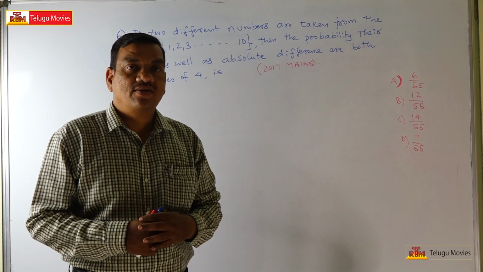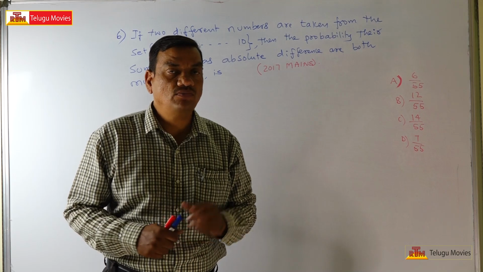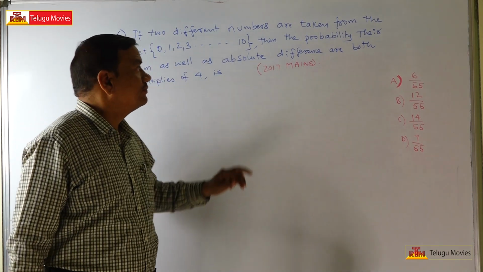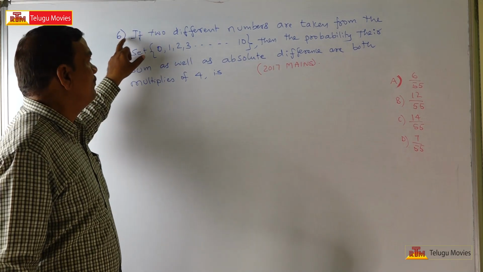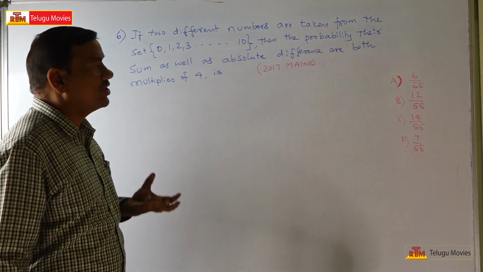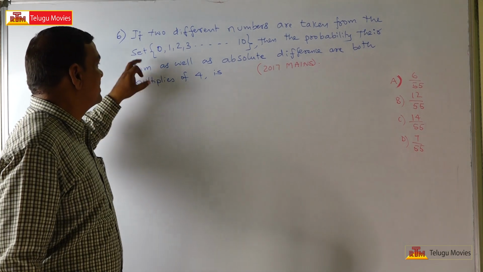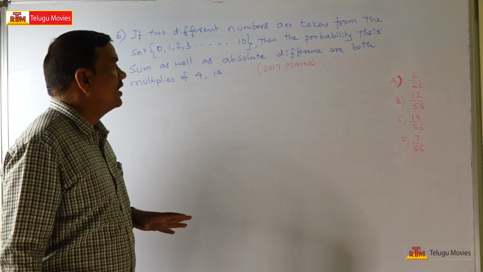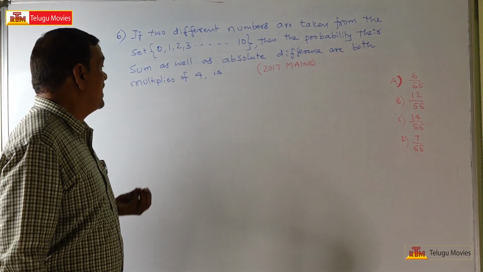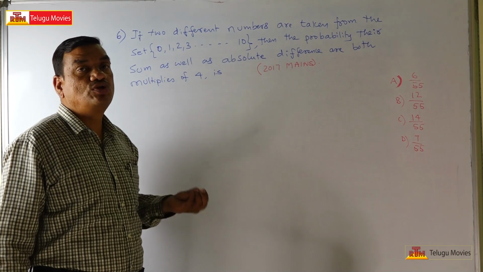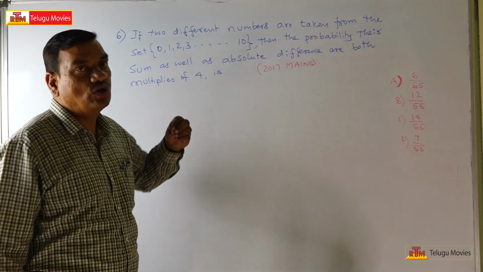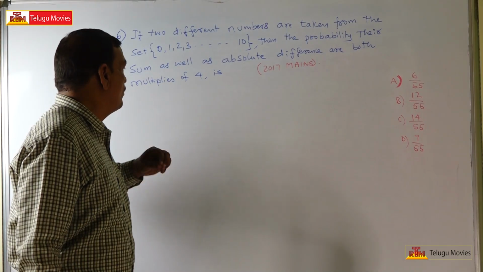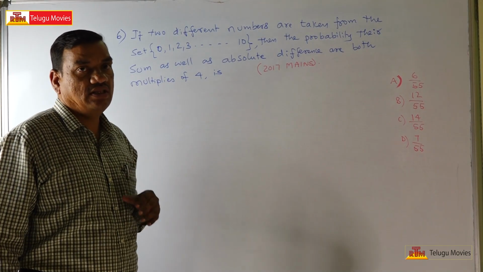So dear students, welcome to the sixth problem. The sixth problem is from the chapter probability. The question is, if two different numbers are taken from the set 0, 1, 2, 3, and so on up to 10, then the probability that their sum as well as absolute difference are both multiples of 4 each.